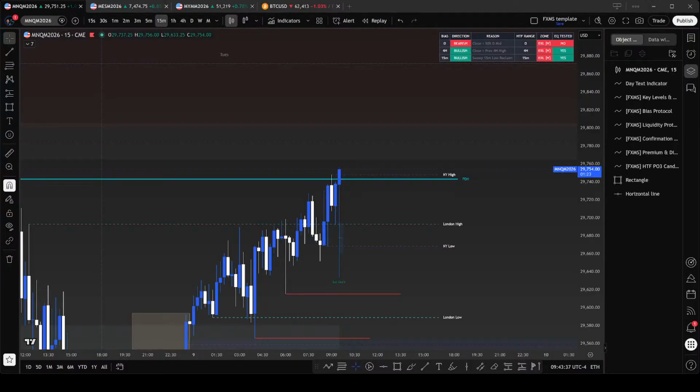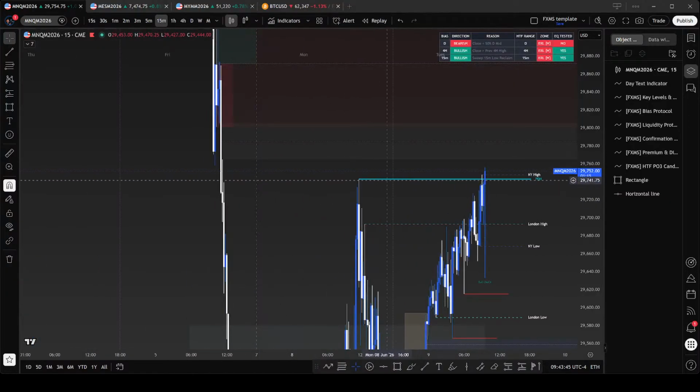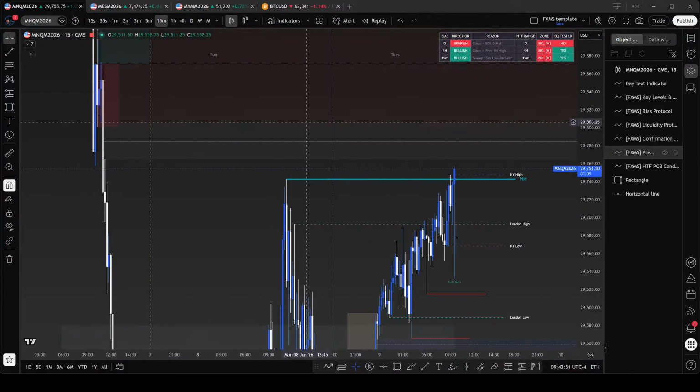Pushing up. All right, so now we're going above previous daily high. So there, that's a sweep basically. If this was a sweep, then we shouldn't see price come back above, right? So this tells me that we want to go higher.